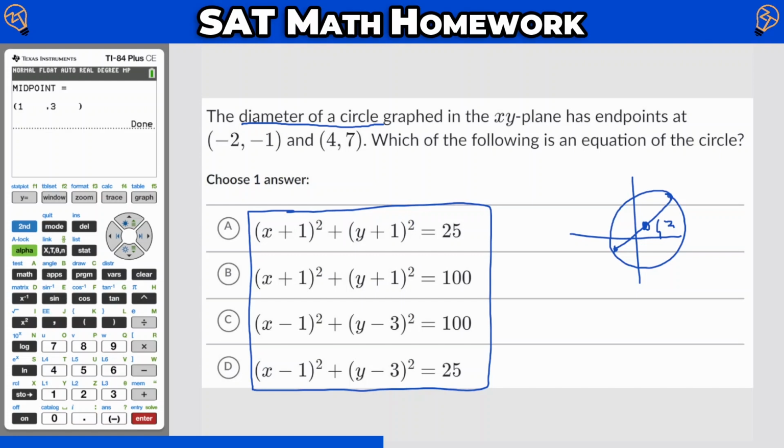So 1, 3. Now remember, when it goes into the equation or when it comes out of it, you always do the opposite of each coordinate, the x and the y. So it should look as if it were a -1 in the equation and a -3. So it's not gonna be these ones, and these didn't even have 3s. So it's definitely either C or D.